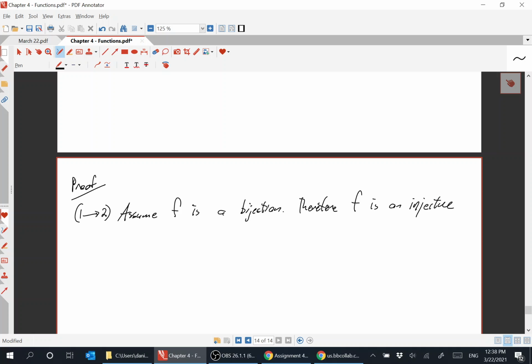Right, we're assuming that F is a bijection. Now we have to show that F is an injection. But the definition of bijection is that it is an injection and a surjection. Therefore, F is an injection. For what reason? By definition of bijection. Well, what you said is better: by the definition of injection.